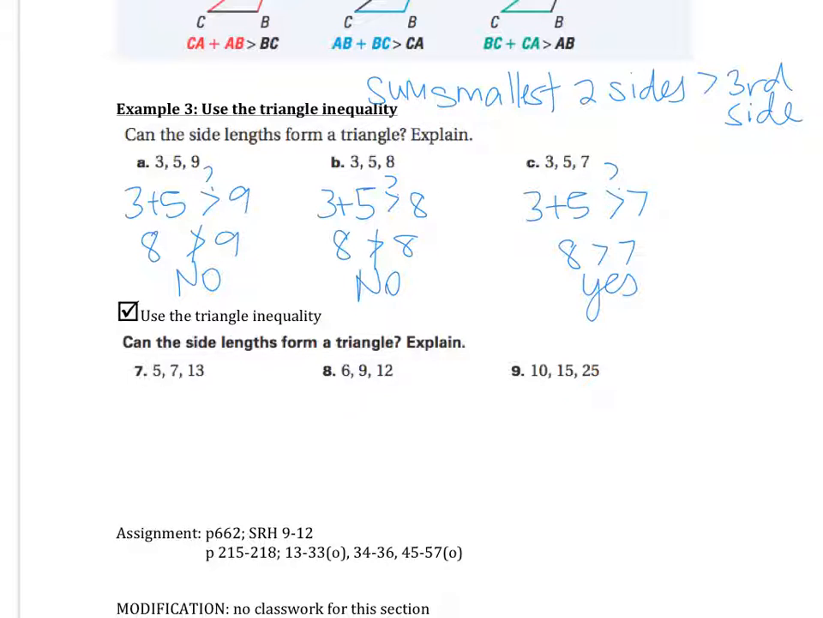Again, the smaller two sides, add them together. If they're greater than the third, then it would be a yes. If they're not, it's a no. So they can't be less than, they can't be equal to.